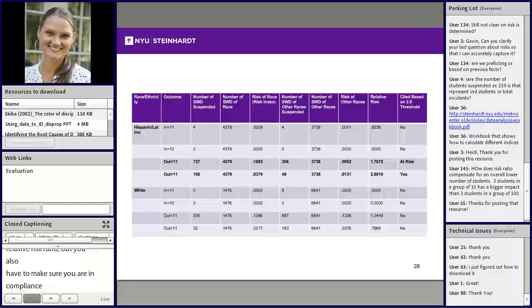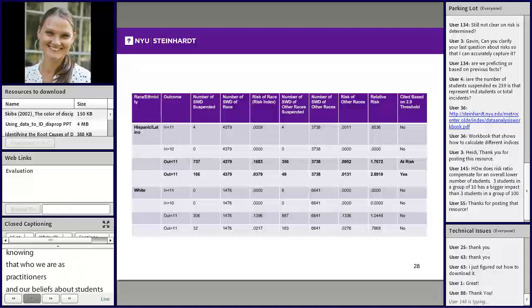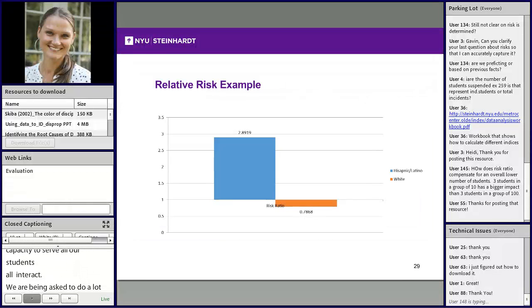In particular with discipline, it's going to ask you to make sure that your behavioral intervention plans are up to date, your functional behavior assessments are appropriate, and manifestation determination hearings are occurring. So you're going to have these policy and practice changes along with the existence of these high numbers, and you have to figure out, like one of those first slides said, how am I going to work on changing policies and practices and reduce disproportionality, knowing that who we are as practitioners, our beliefs about students, our beliefs about education, our ability, the opportunity and our capacity to serve all our students all interact. So we're being asked to do a lot when we're cited for disproportionality, and we have to do a lot.